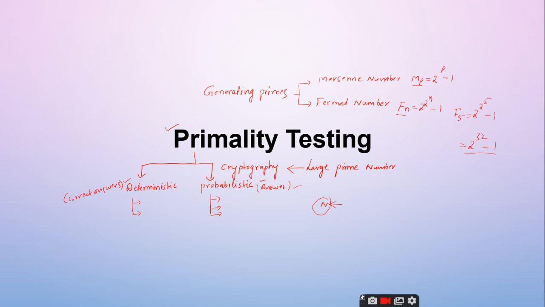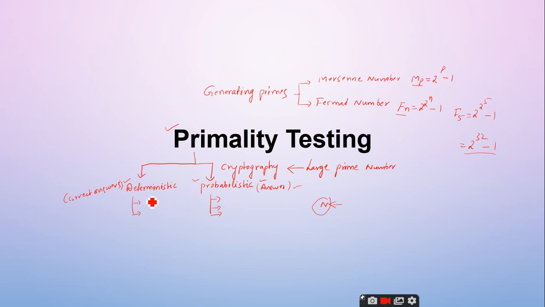But the problem with these deterministic algorithms is that they are inefficient at finding large primes, which were considered infeasible, right? So they also fail to test whether a large prime number given as input is prime or not. The same problem exists with the deterministic algorithms, but that problem has been rectified with the probabilistic algorithms. We'll see what these are.